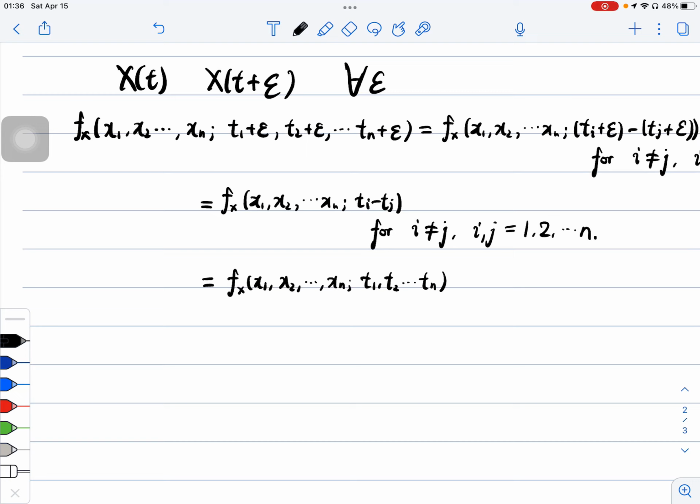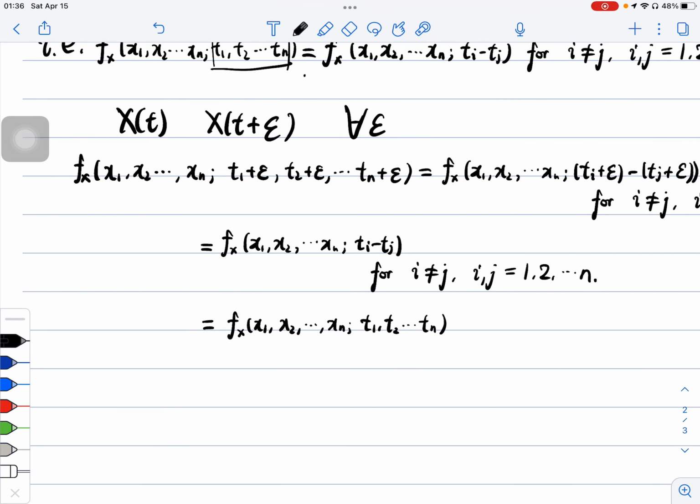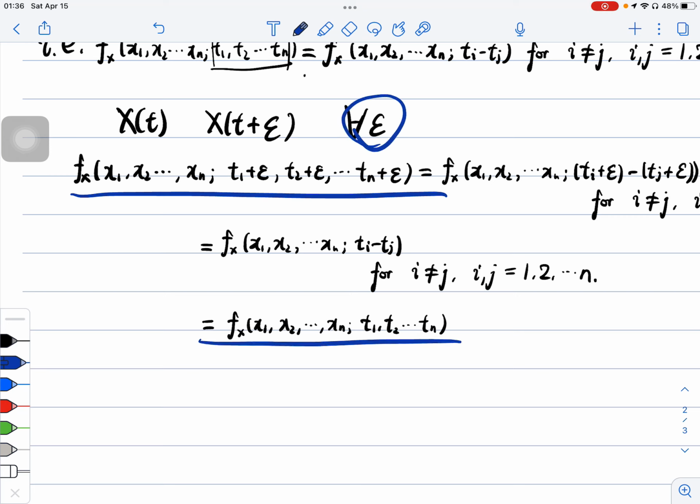Oh, I realized that I misunderstood the definition. So we say that a real stochastic process x(t) is stationary in strict sense if its statistics is not affected by a shift on the time axis. So this is proved for any epsilon and for any n, any t.